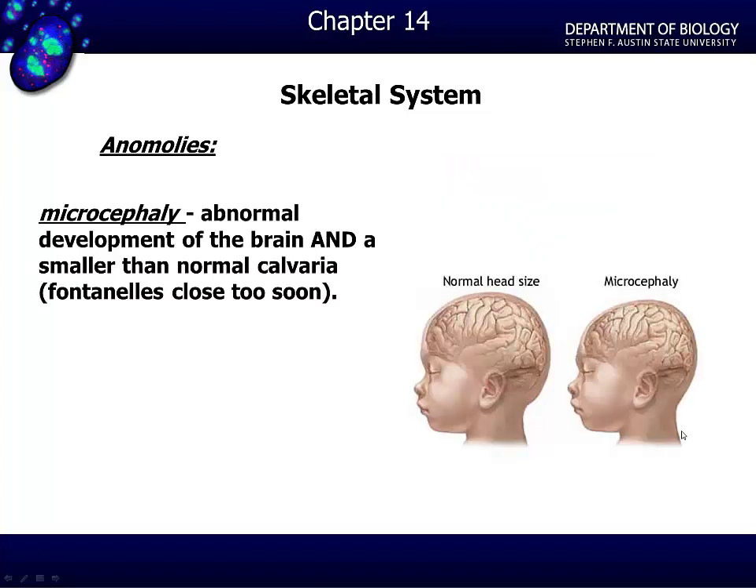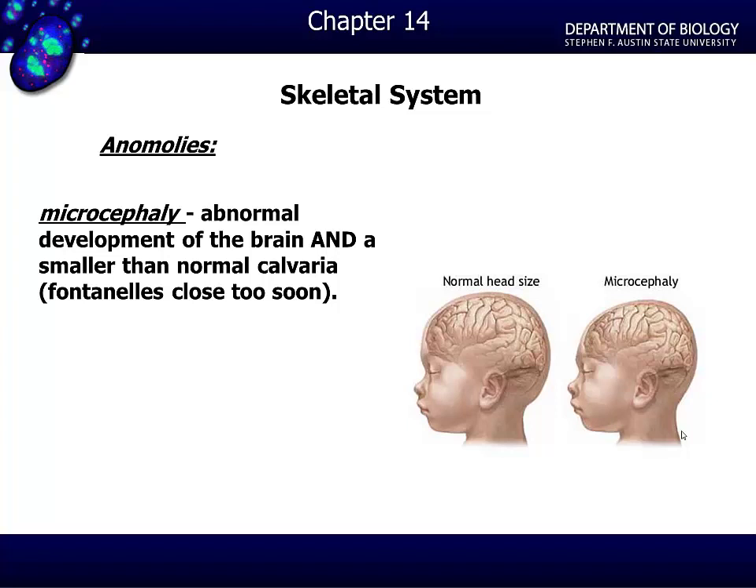Now, less severe, however, is microcephaly. This is where we have a smaller brain and/or a smaller than normal calvaria. This typically occurs when the fontanelles close too soon. And there are various other facial anomalies that we can see, facial stigmata, that will let us know that this is in fact microcephaly. Some of these individuals are perfectly normal, but some do have slowed developmental processes. So that is one thing to occur.